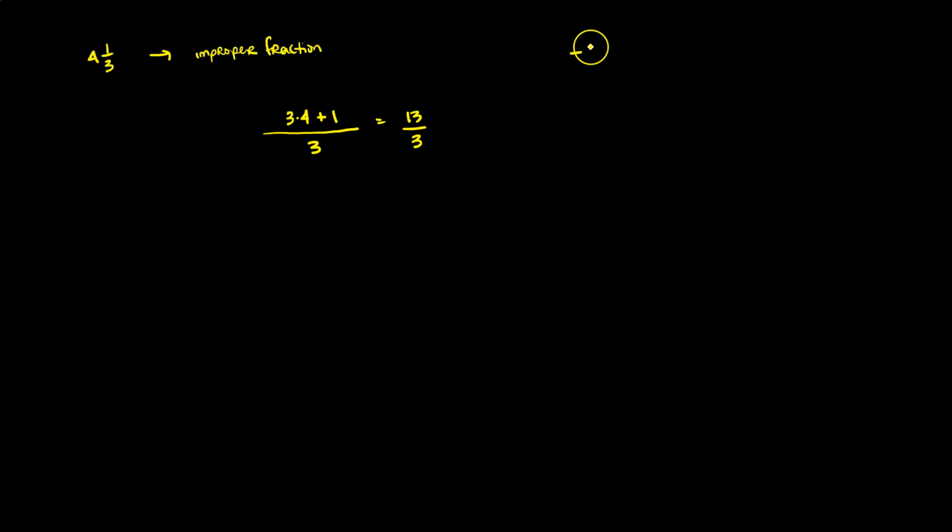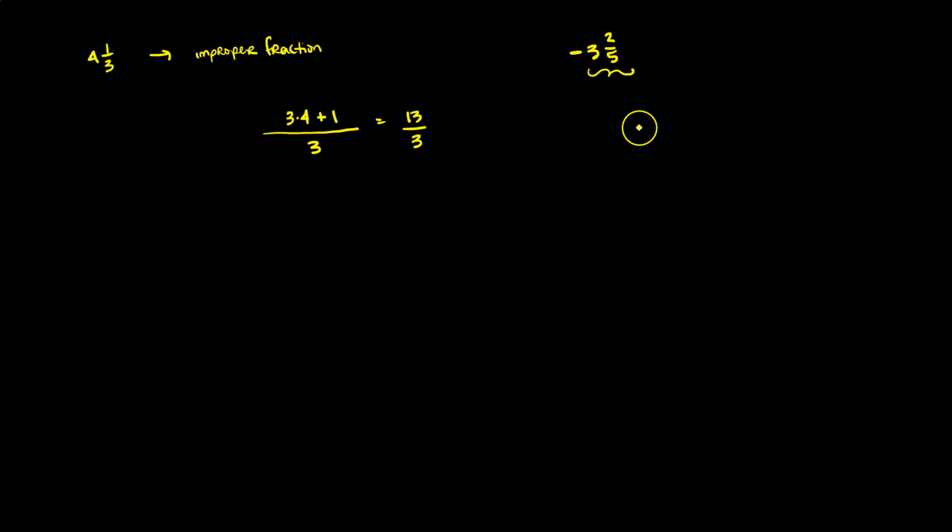Or maybe we have a negative number, negative 3 2/5. Now something to recognize here is that this negative out front is saying that the entire number, the entire mixed number is negative. It's not just the 3. It's not saying the whole number is negative and the fraction is positive. It's saying the whole number is negative and the fraction is negative.